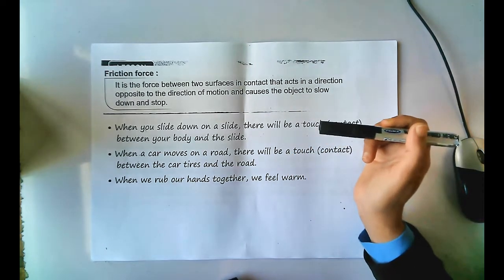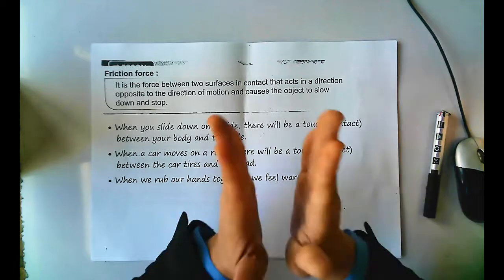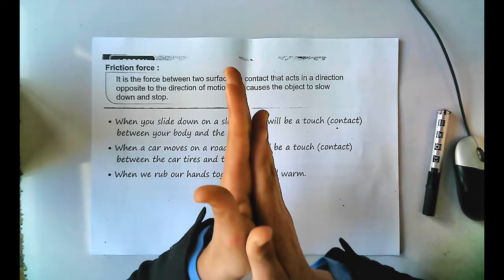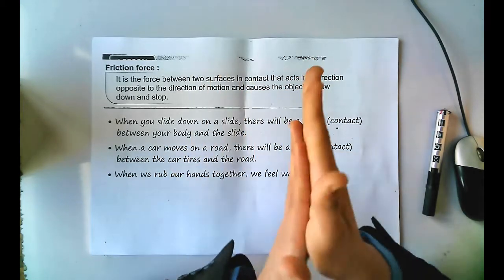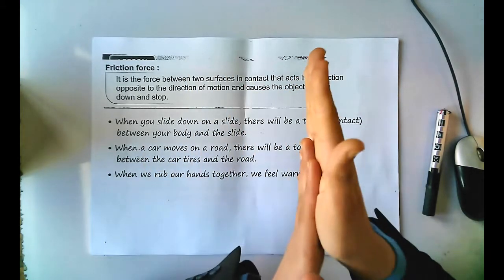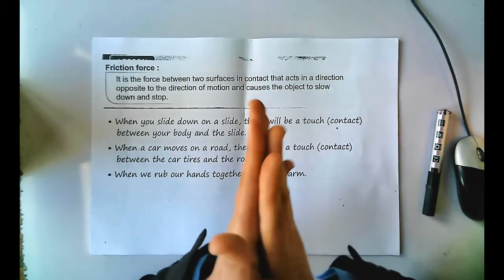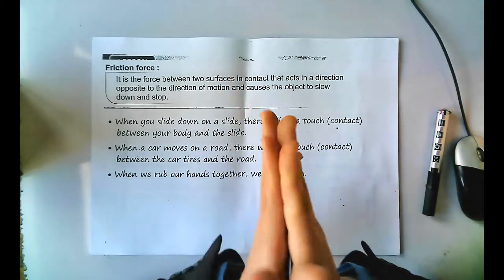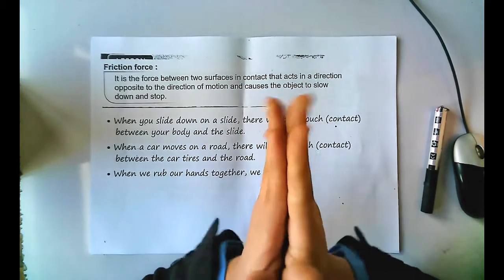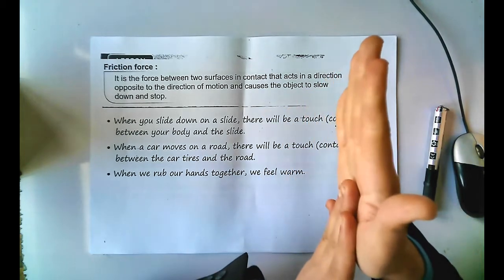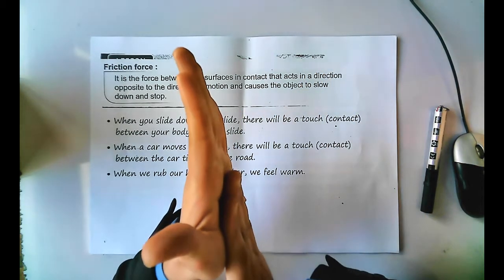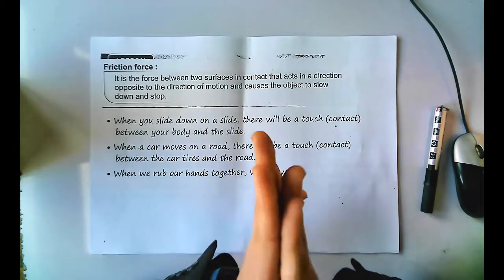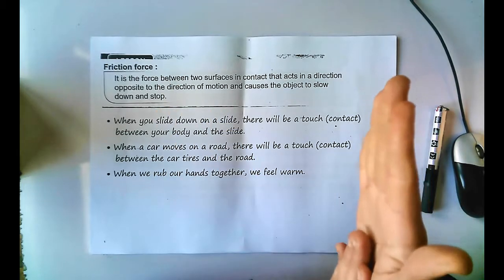What's meant by that? If you put your hands together like this and try to touch both hands together and move them, this is called the friction force. The force between the two surfaces in contact that acts in an opposite direction. If you see, one is up, the other is down, and so on. This motion is in the opposite direction. This friction is in the opposite direction.